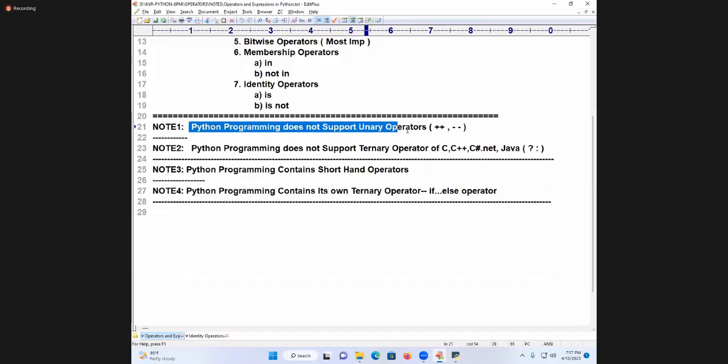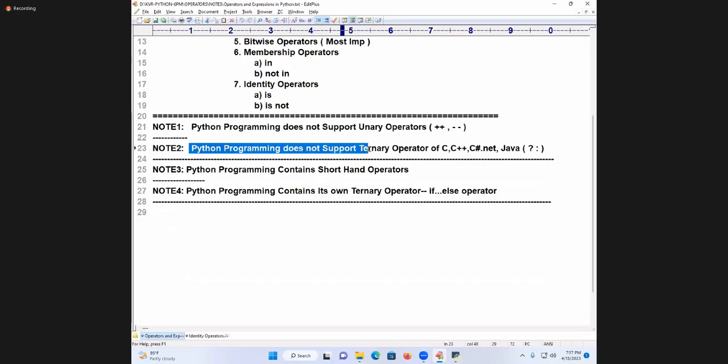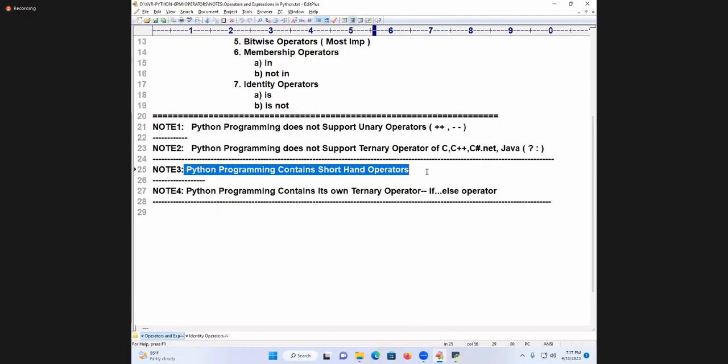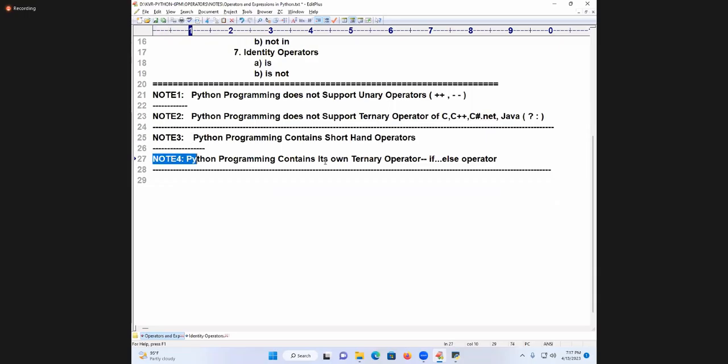Python programming does not contain plus plus and minus minus. Python does not support the ternary operator of C, C++, C#, .NET and Java; that symbolic notation operator is not there. Python contains a shorthand operator that I'll tell in the class. It's not a big deal and it is easily understandable. And today, as I discussed yesterday, I will introduce the ternary operator in Python.